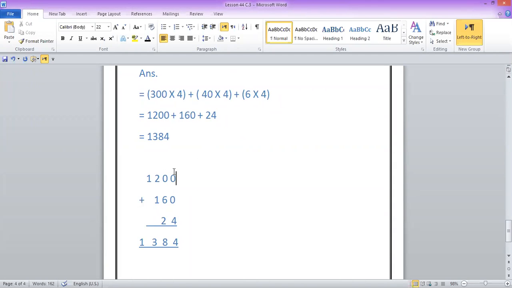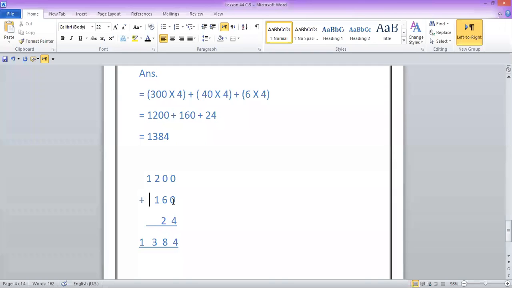Remember guys, whenever you are adding this, always check the ones value should be in the same column, the tens value should be in the same column, and the hundreds value should be in the same column, same as for thousand. If I write this 160 somewhere else, the answer can be changed. We cannot write it. Why? Because we have to place the ones on the ones, tens on the tens, and hundreds on the hundreds.